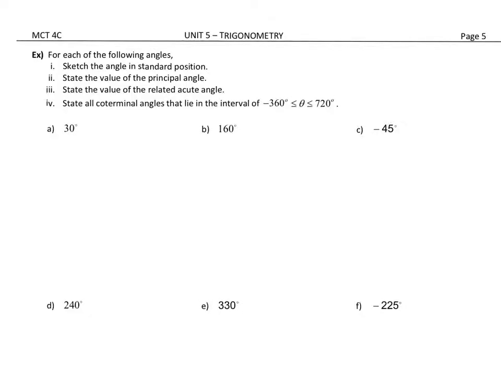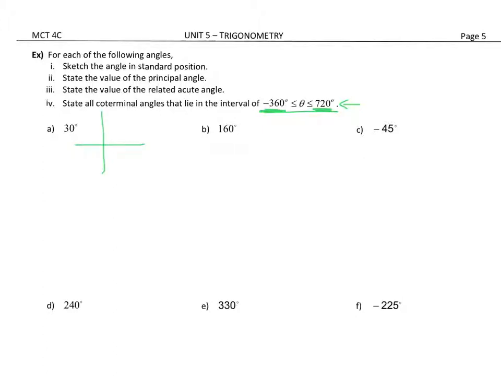For each of the following angles, sketch the angle in standard position, state the value of the principal angle, state the value of the related acute angle, state all coterminal angles that lie within this interval. So we don't want to go below negative 360. We're just going to keep subtracting 360 from the original angle until we aren't in the domain anymore in this value for my theta or my x. And then we're going to add 360 to it until I can't add 360 anymore to be within that particular limit.